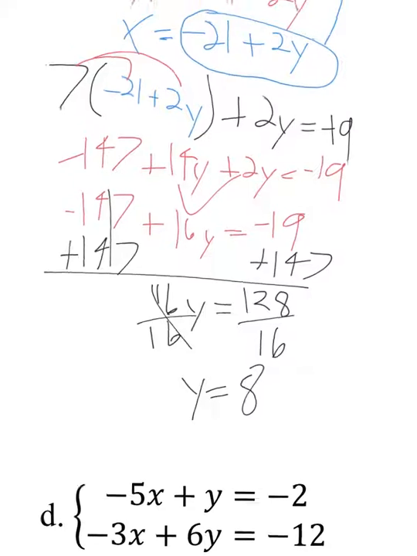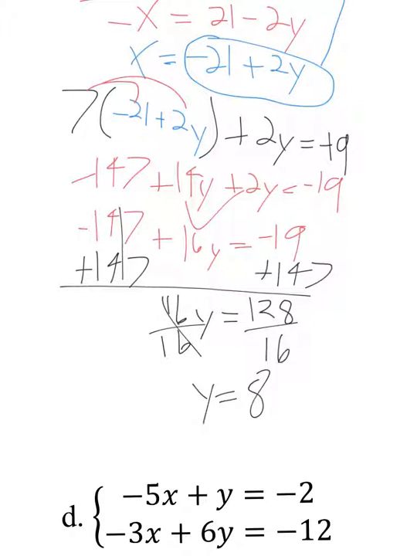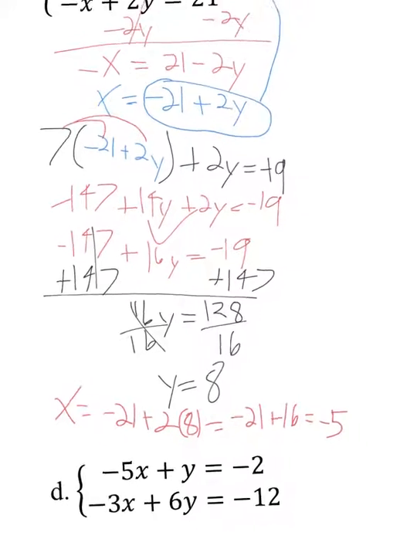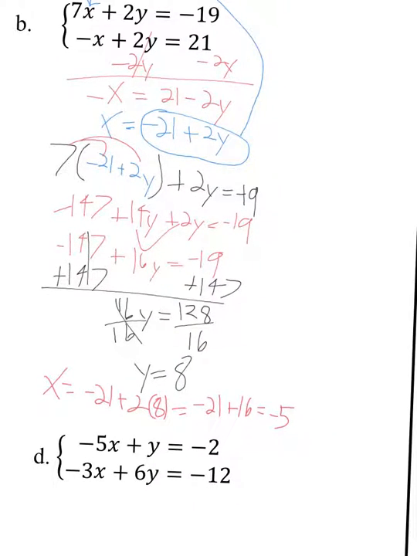Let's see. So x equals negative 21 plus 2 times 16. Oh, 2 times 8, sorry. I was thinking 2 times 8 is 16. So that's negative 21 plus 16. That's negative 5. Okay? So I state my final answer as negative 5, comma 8.